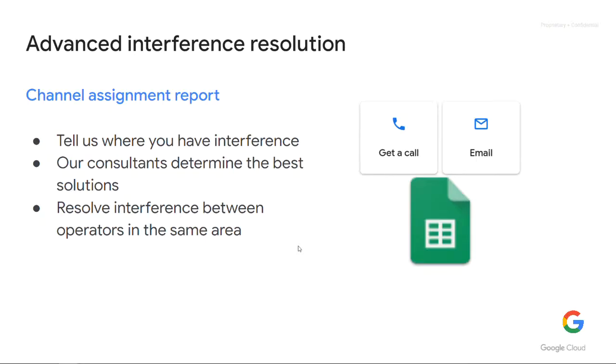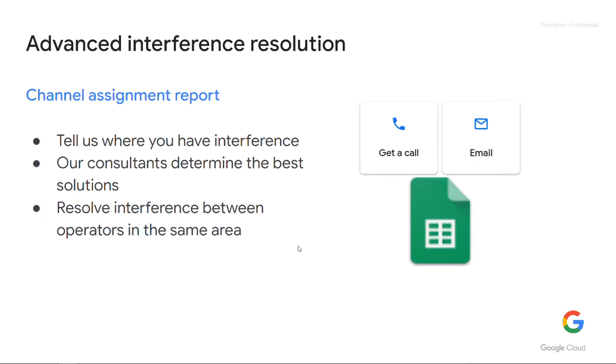And if you want to do this, if you have a particular area that is subject to interference, our consultants can help you. You have to contact first the Google SAS support team, sas-support@google.com, or you can call them. You can actually make the call right within the SAS portal and connect 24/7 with one of our support agents and get the ball rolling for this advanced interference resolution.